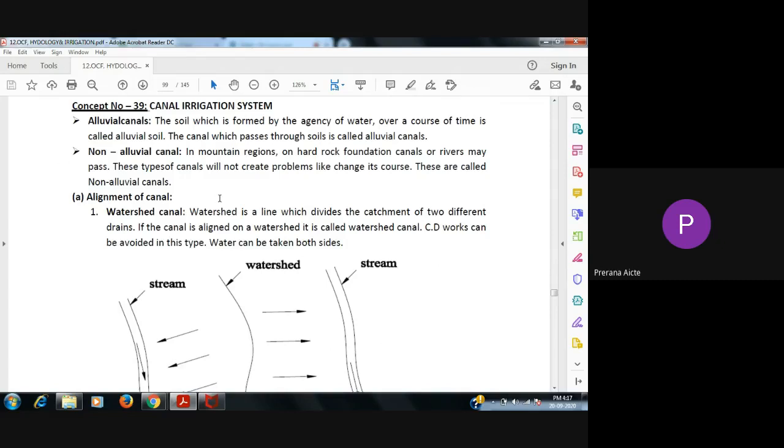Then non-alluvial canal. In mountain regions, on hard rock foundation, canals or rivers may pass. These types of canals will not create problems like changing their course. These are called non-alluvial canals. Then alignment of canal, if we see watershed canal.